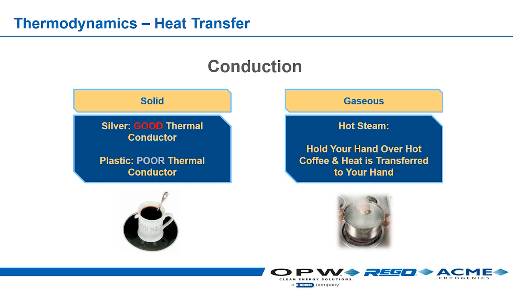Another example of conduction heat transfer is the hot steam coming off a cup of coffee, or if you have a boiling pot, the steam that's coming off. You're transferring the heat from the liquid to a gaseous state.